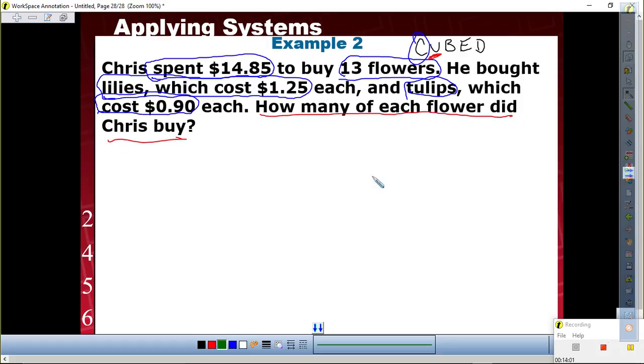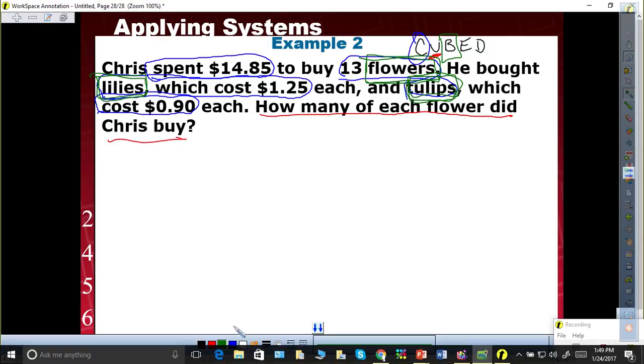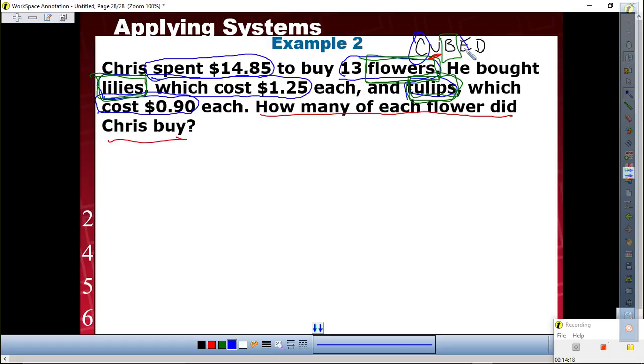Okay. Box, key information. Key information here is that we're talking about what? Flowers. What kind of flowers? Lilies and tulips. All right? Exclude any other information, and let's draw our table. How many lines down? 1, 2, 3. How many across? 2.